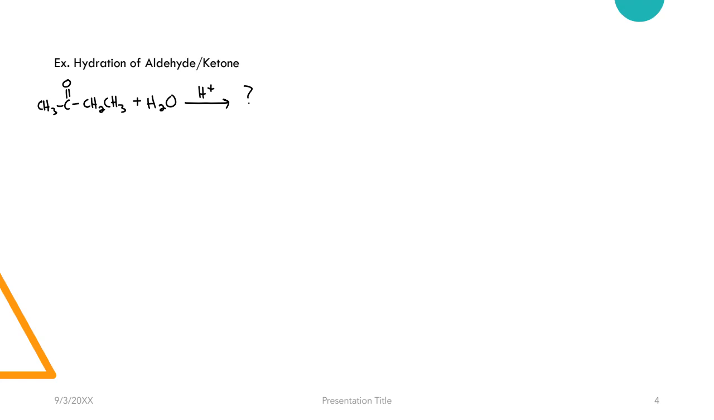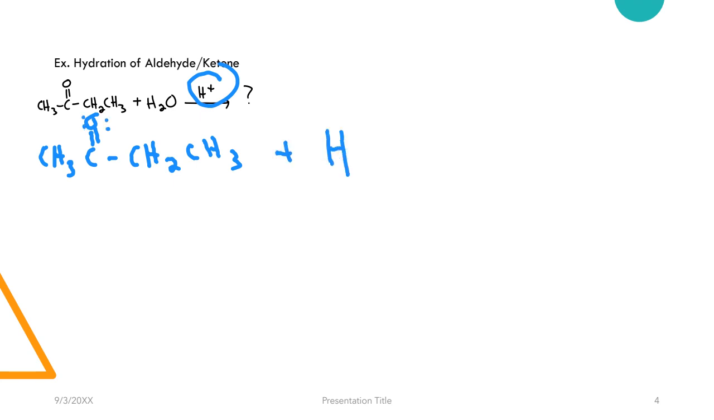Okay, so here's an example of the hydration. We have this ketone, and this is acid catalyzed from H plus here. So first thing, we'll protonate the carbonyl oxygen.